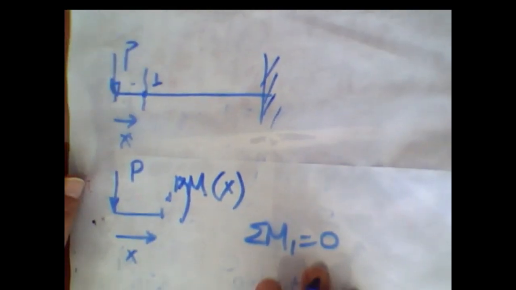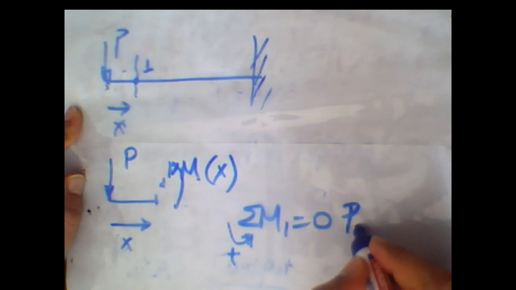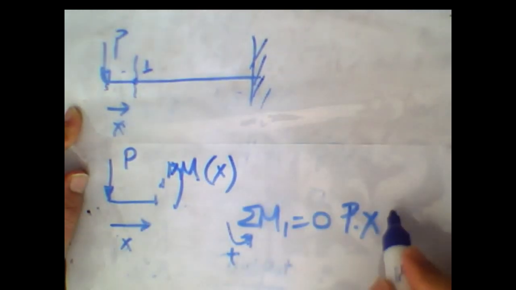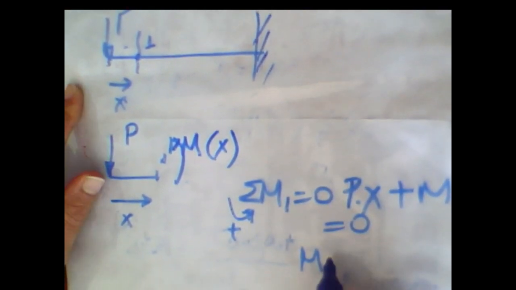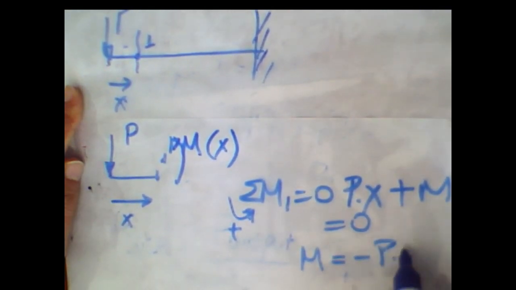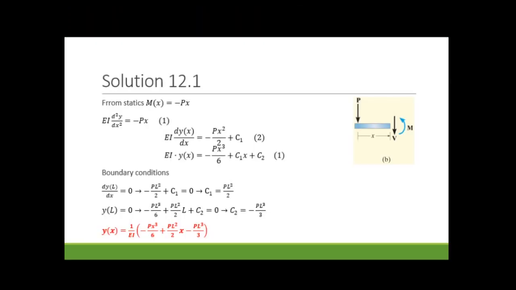So sigma M1 is equal to 0. You can see P times x, taking counterclockwise as positive, P times x plus M is equal to 0. So I can find the moment is equal to minus P times x. You can see on the screen the moment is equal to minus P times x. So we obtain the moment function.